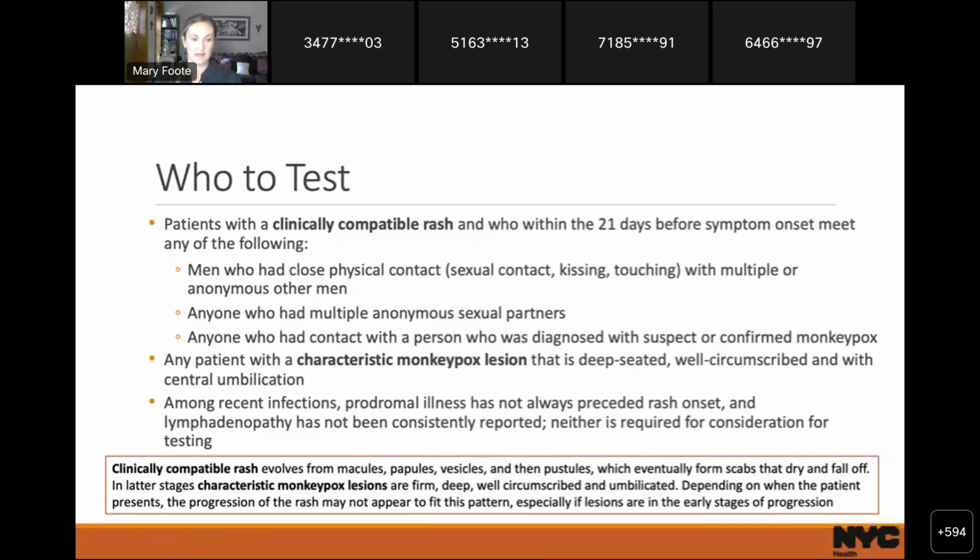And among recent infections, prodromal illness has not always preceded rash onset, and lymphadenopathy has not consistently been reported, and so neither is required for consideration for testing. We're really focused particularly on the rashes in this case.